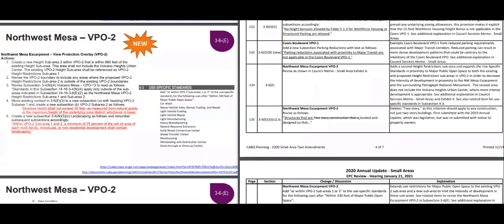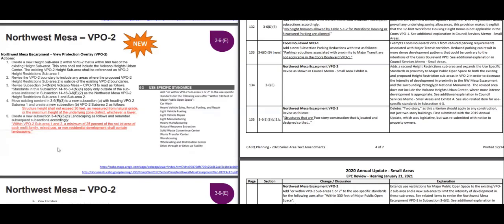The next set of changes that apply are the Northwest Mesa Escarpment VPO, and there's a council memo, small area exhibit A, that shows these changes, and I've copied them into this presentation over here. The new text is shown in red, and the purpose of this change is to add a second height restriction sub-area and expand the use-specific standards in proximity to major public open space to both the existing and the proposed height restriction sub-areas in the VPO2 in order to decrease the intensity of development in proximity to the Northwest Mesa Escarpment and the surrounding Petroglyph National Monument.